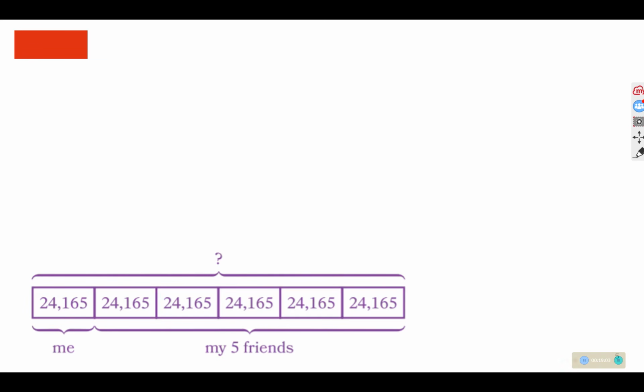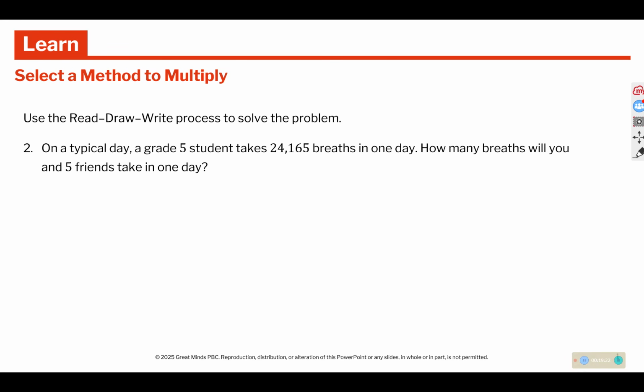You may also see the tape diagram method, and this one uses repeated addition. So it's me and then the 5 friends. 1, 2, 3, 4, 5. So they've done 24,165 6 separate times. All of those could represent your read and draw part of the process. Then we need to write our sentence for the solution. In one day, the 5 friends and I will take 144,990 breaths.